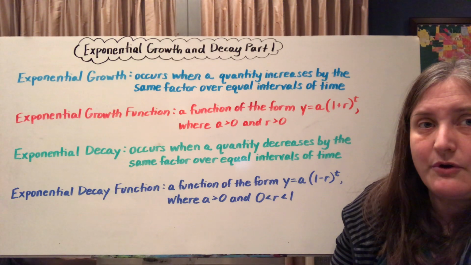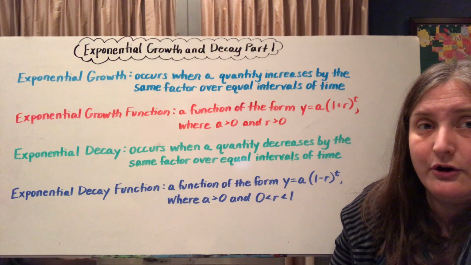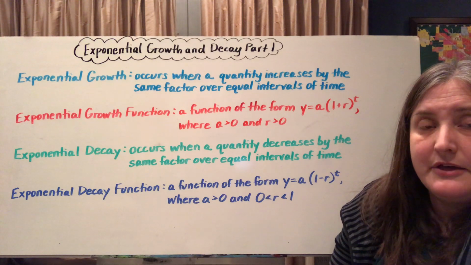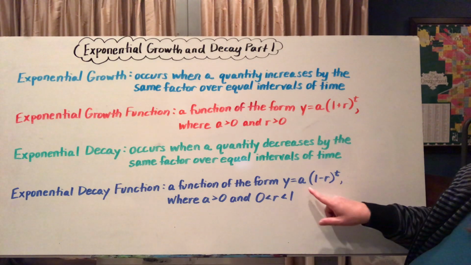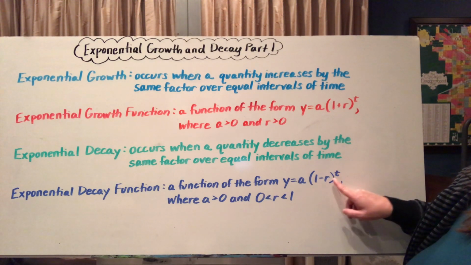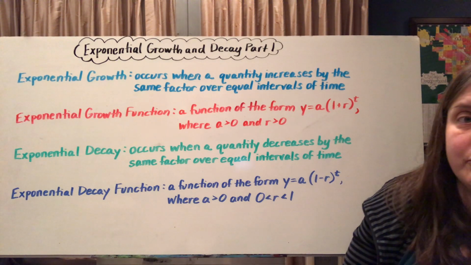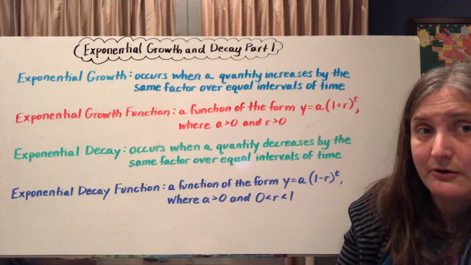Exponential decay occurs when a quantity decreases by the same factor over an equal interval of time. The exponential decay function is represented by the form y equals a times the quantity 1 minus r to the t power, where a is greater than 0 and r is a number that lies between 0 and 1.